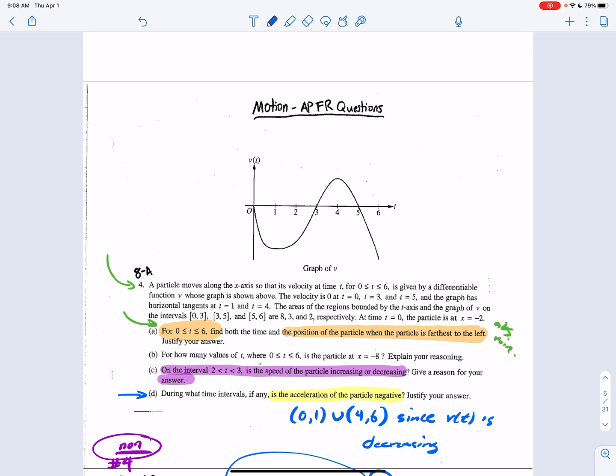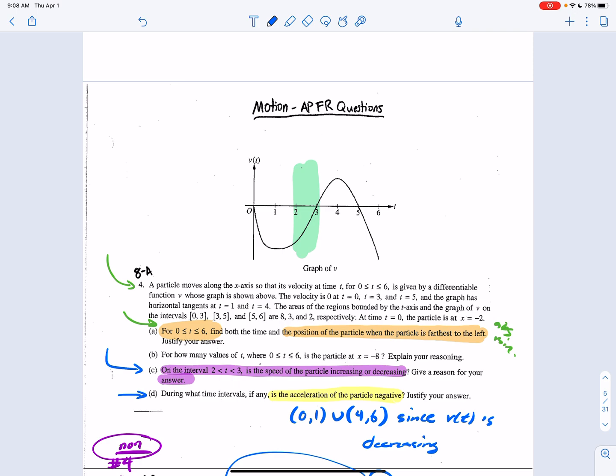In part C here, they're asking you in the interval from 2 to 3, so somewhere in between here, okay? So we're only looking there. Is the speed of the particle increasing or decreasing? Okay, this is where you have to have some graph analysis. It's still the same logic. We still need 2 pieces of information. So I'm going to write it down. Somewhere in between 2 and 3, so I'm just going to say 2.5, okay?